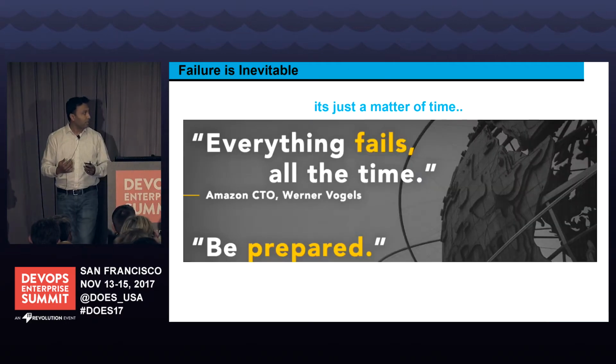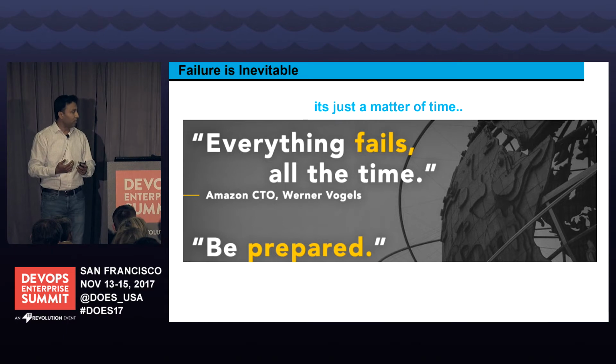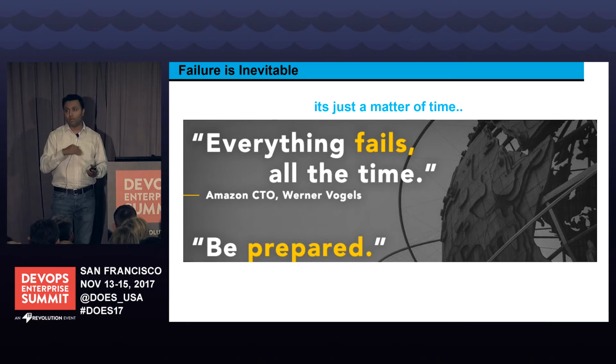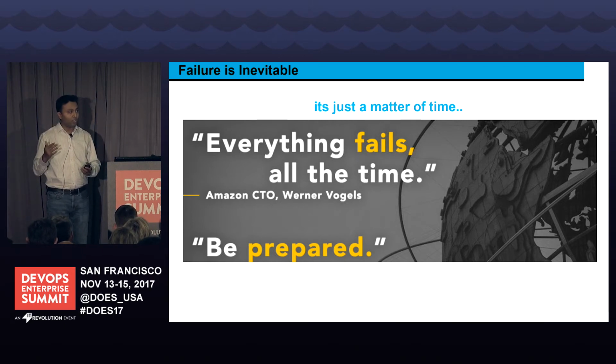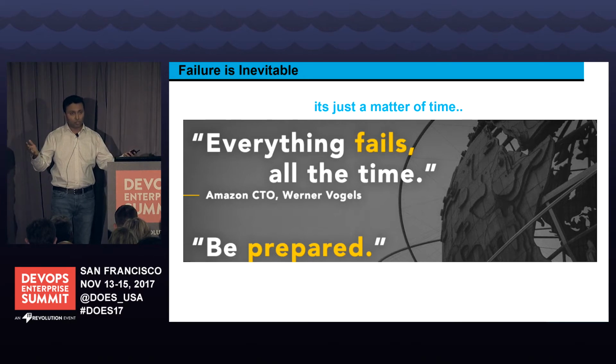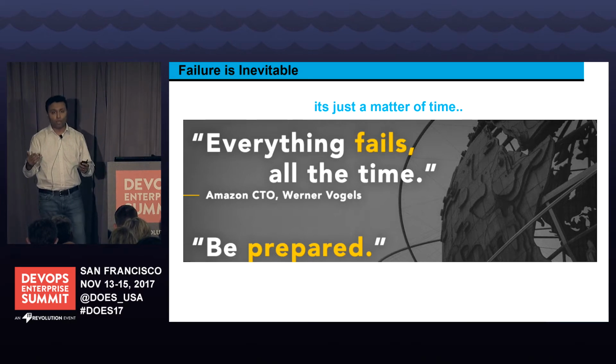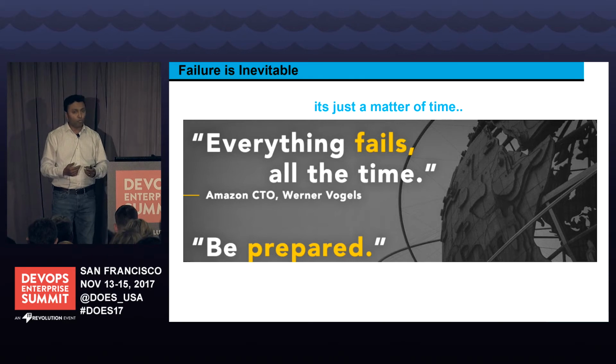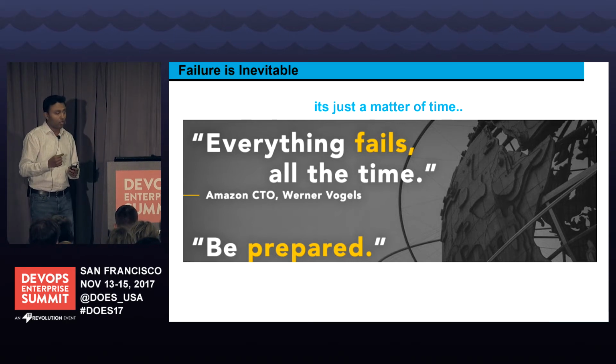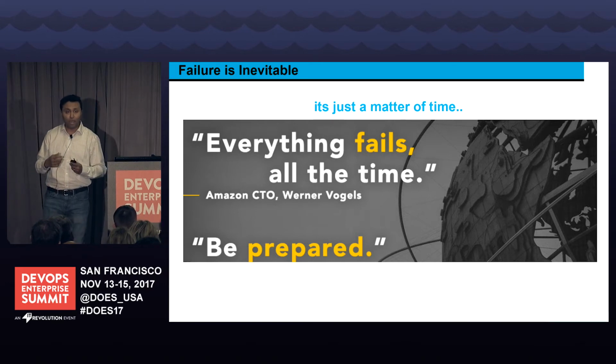Here is what it is. Like the Amazon CTO said, everything fails all the time. So when we deploy our applications, starting from our infrastructure layer and managed services layer, we have hosts, we have containers, we have entire applications multiplied by dependencies on others. Anything can fail anytime.